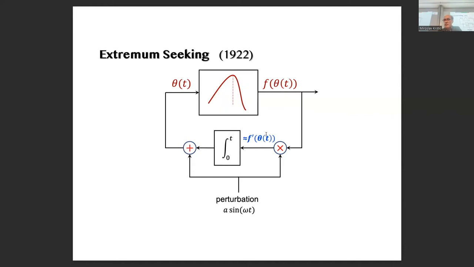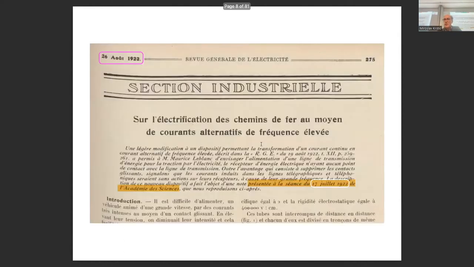of the map and which is applied multiplicatively to the measurement of the map. We call that the demodulation. The result of these operations, after applying some averaging calculations, is that the input into the integrator is actually an approximation of the derivative with respect to the argument, or the gradient in the multivariable case. So that's the basic idea of extremum seeking.